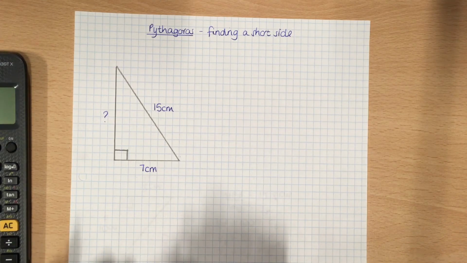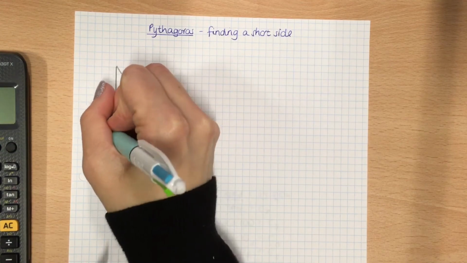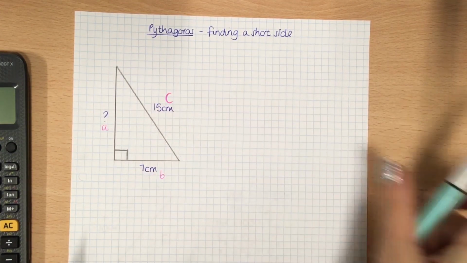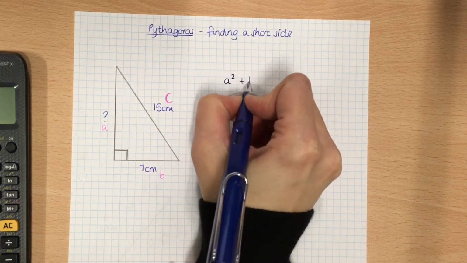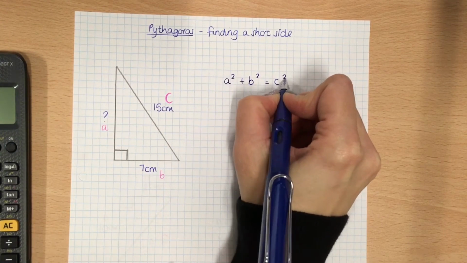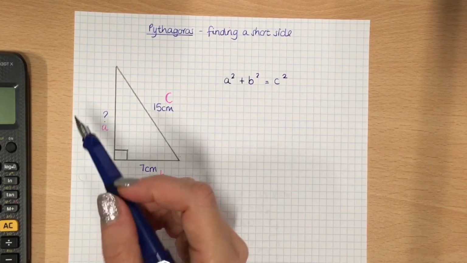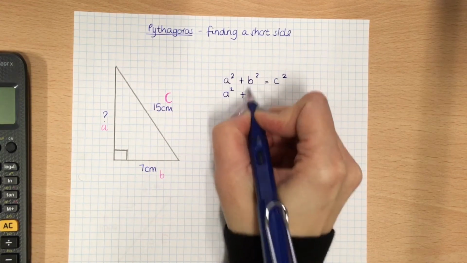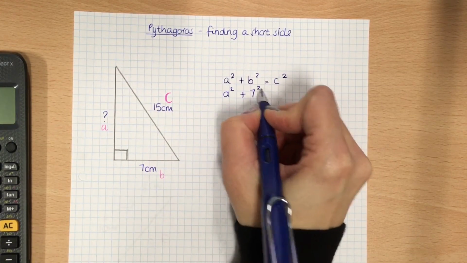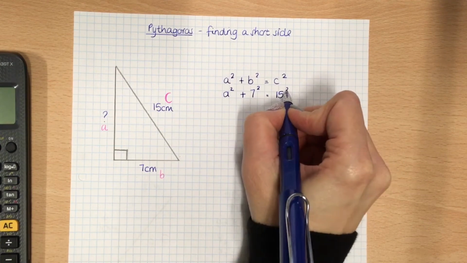So if we label the sides first of all, like we said, we know that this one is C and I'm going to label this one A and this one B. Okay, so we know Pythagoras' theorem is a squared plus b squared equals c squared. So what we do is we substitute in what we know. A, we don't know, so I'm going to leave it as A. B is 7, so I'll put 7 squared there, and equals c, and this time we know this one here.